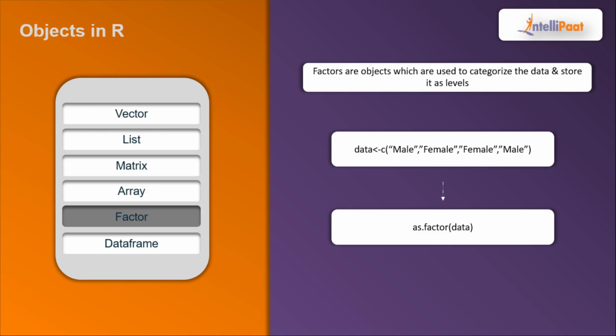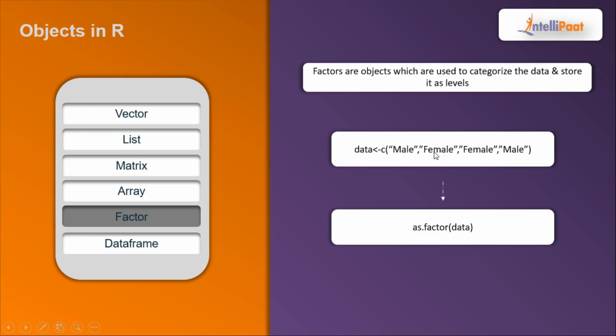And then we have something known as a factor. Factors are basically objects which are used to categorize the data. So let's take this example over here. We have a character vector, but in this character vector, we have the same element value repeating twice. So we have male, female, female, male. So we have male repeating twice and female repeating twice.